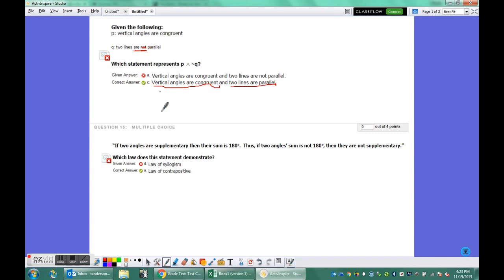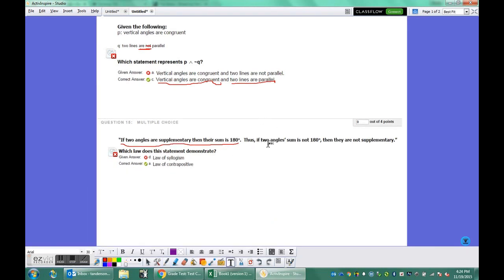Okay. For 15 here, it says if two angles are supplementary, then their sum is 180. Okay. Now, for the next part, it says if two angles sum is not 180, then they are not supplementary. So I'm going to first talk about how it is law of contrapositive.